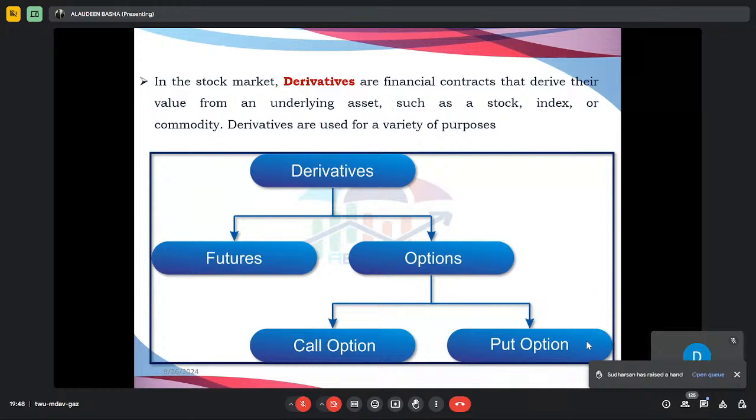Similarly in derivatives, you can buy any product like stocks, commodity or currency, whatever it is, and there will be an expiry date. That means they have a time period. So within a time period, you can sell it or buy it, whether you have profit or loss. This is called derivatives. In derivatives, there are two types: futures and options. Options we'll discuss later. So first, let's move on to futures.